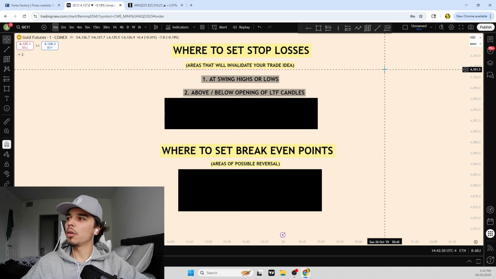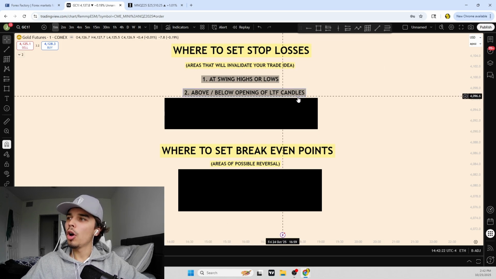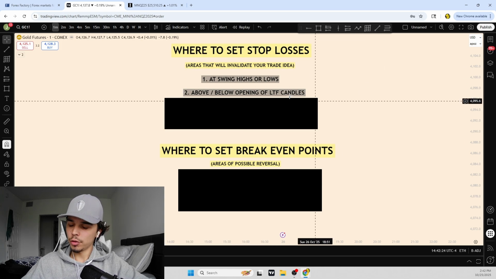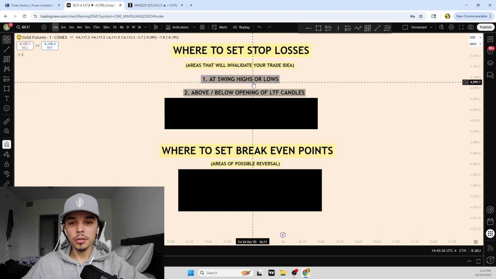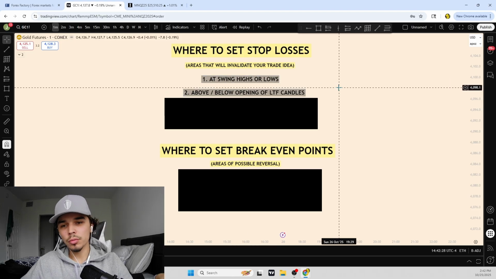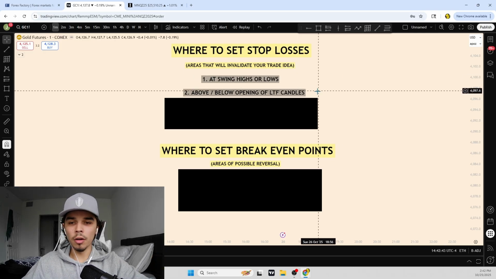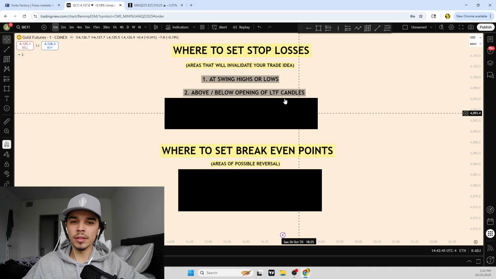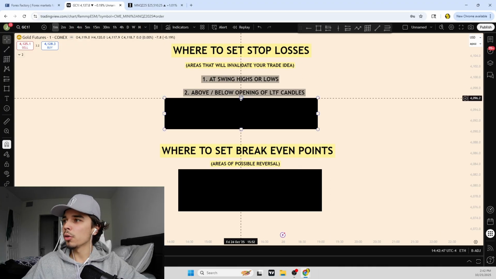Number 2 is going to be above or below the opening of lower time frame candles. So I like to do this when the swing high or swing low is just way too much. So I like to risk anywhere from like 15 points to like 35 points. So if my stop loss is anywhere, and this is going on NASDAQ, I don't trade ES, but if my stop loss is anywhere higher than like 30 to like 35 points, I'll look for the opening of lower time frame candles. And again, I'll show you guys examples of this if it is a little confusing.